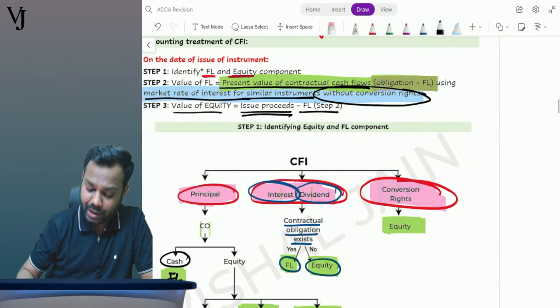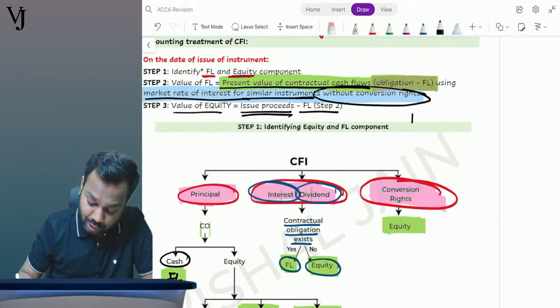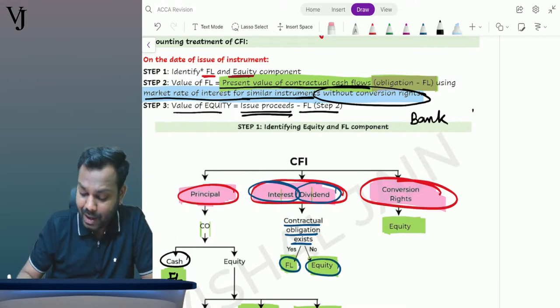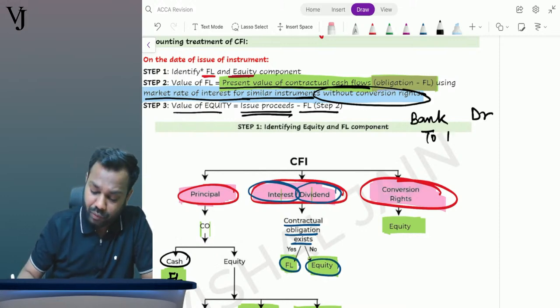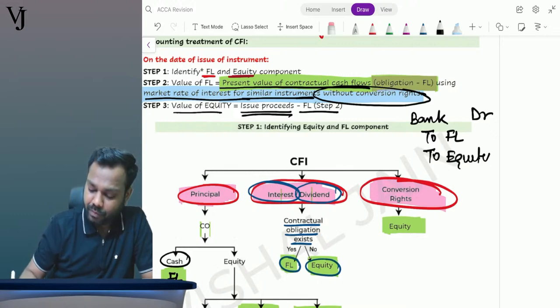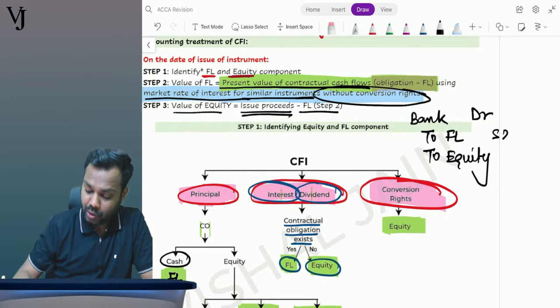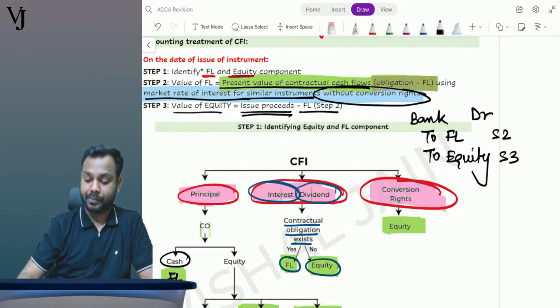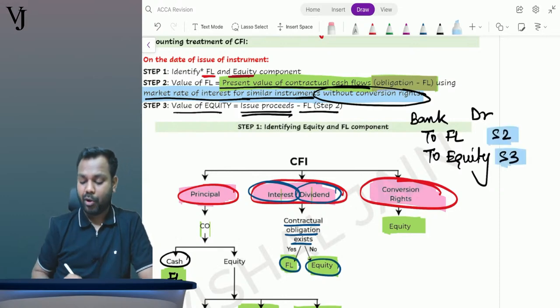Now comes the question of recognition. How will I recognize? On the date of issue, I will recognize: bank account debit, to financial liability, to equity. Step number 3. I hope it is clear to everyone.